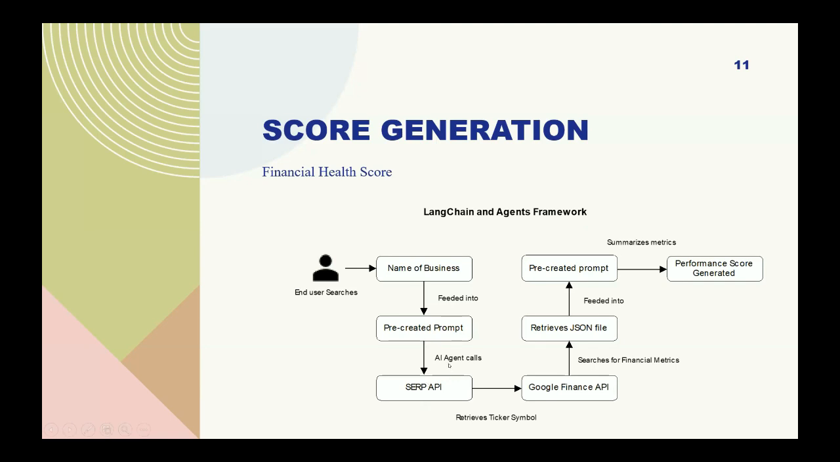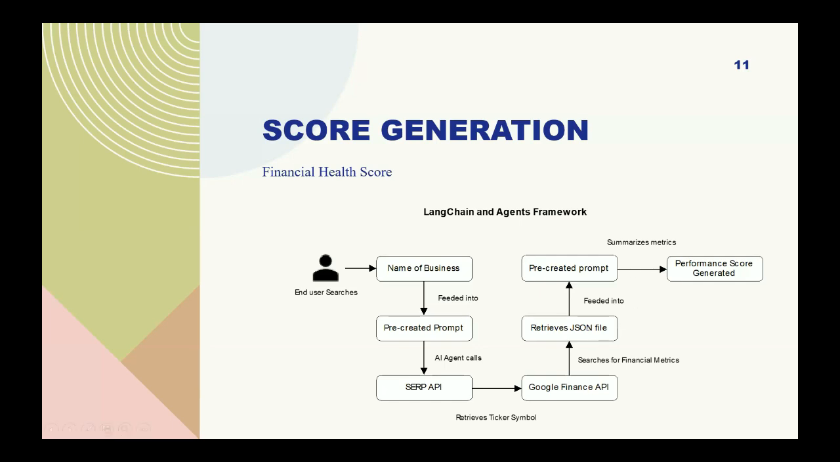So there is an agent that is in place here. SERP API is used to search anything on Google. So the agent will call the SERP API, and from Google it will retrieve the ticker symbol of the company. That ticker symbol is then passed to Google Finance API, and from that it will search for the financial metrics and the news articles that are ongoing.